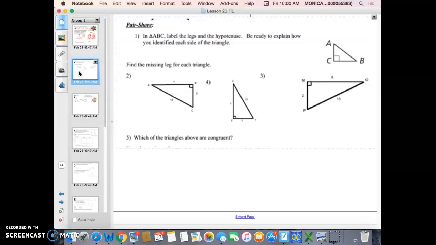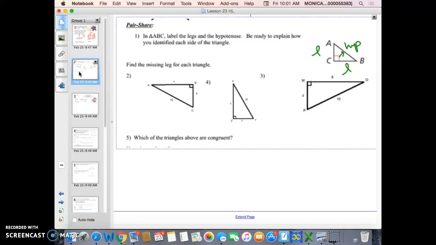All right, so this would be a pair share, but since we're doing it in video format, what I would do is pause the video, try it on your own, and then come back to see that you've done it correctly. So this says in triangle ABC, label the legs and the hypotenuse. Be ready to explain how you identified each side of the triangle. So you're going to do the explaining in your head, but I know that the hypotenuse is always the side across from the right angle, so the rest of these are legs, okay?